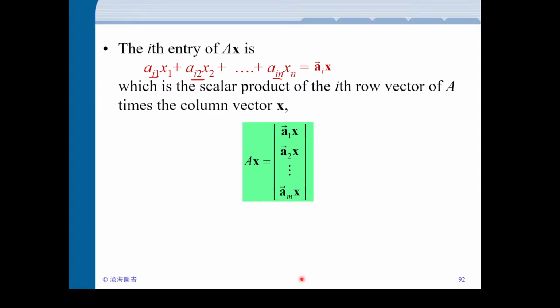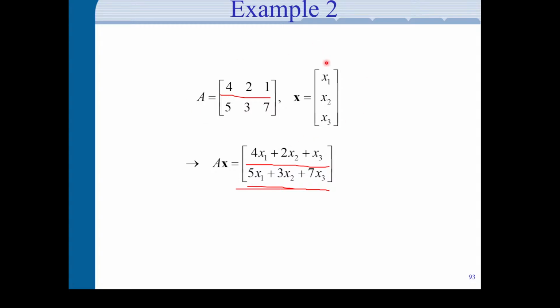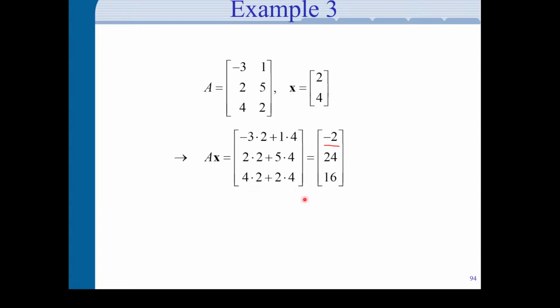Okay. And here are more notations. So the ith entry of Ax will be the ith equation, being the ith row of A times this column vector of x. Okay, and we can write Ax as this vector of each row times this column vector of x. And here are some examples of Ax. So first row times the column of x becomes this equation. The second row times this column becomes this equation. And here are some more examples of Ax.